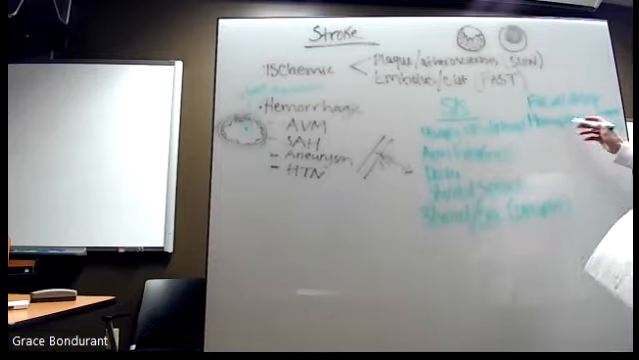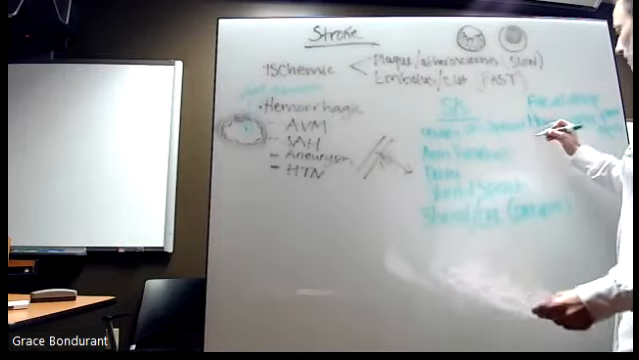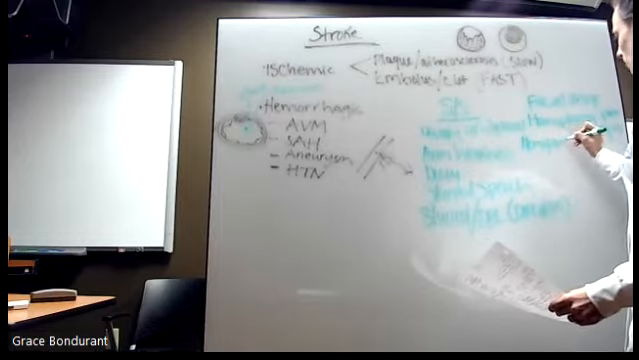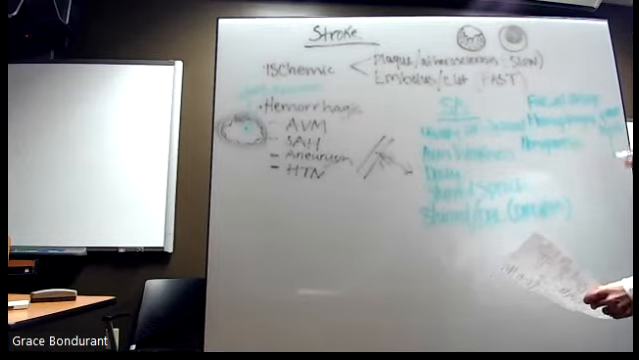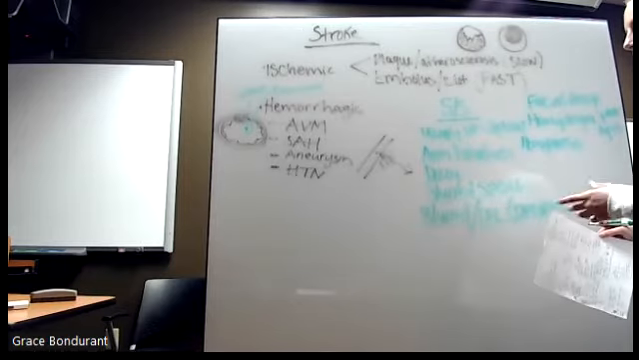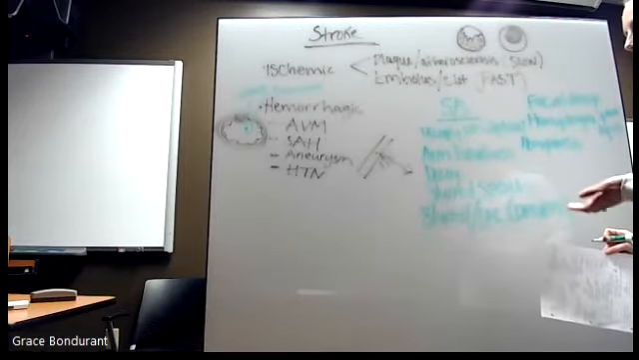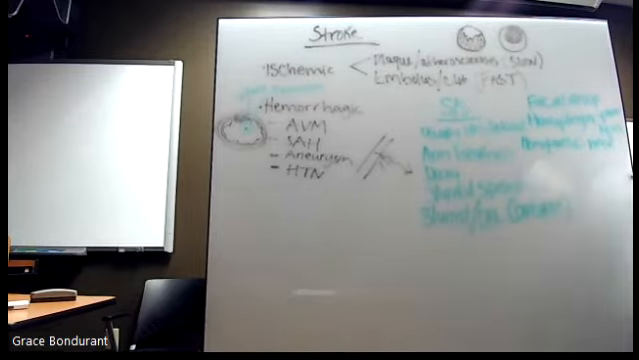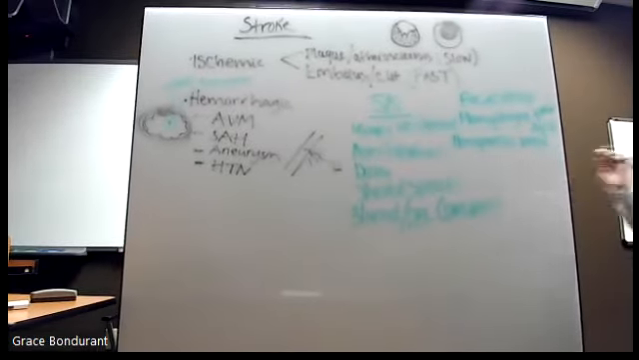Hemiparesis, on the other hand, so not plegia, but hemiparesis just means weakness on one side. So some people with stroke aren't completely paralyzed. They'll still be able to move their left arm, but very little, very weak. So I'm just going to put weakness there.